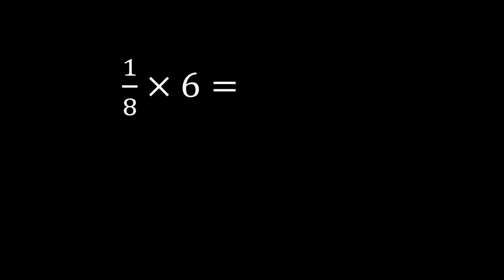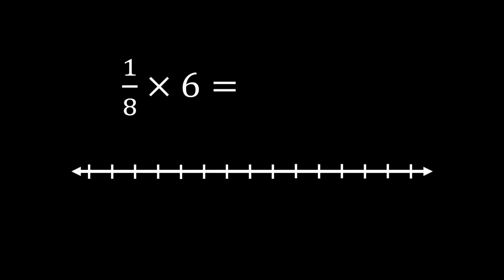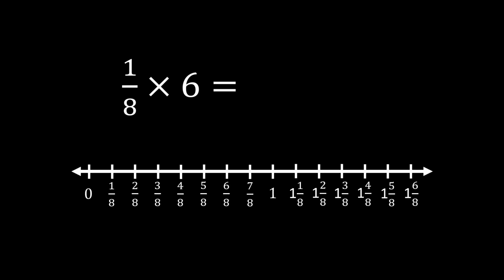This example is 1/8 times 6. I'm going to start by creating my number line, and I'll label the number line using eighths because that is what I'm multiplying by in my problem. I'll start at 0 and move to the right 1/8 at a time. Here I've moved once, so this is 1/8 times 1. I'll need to do this a total of 6 times. Currently, I'm showing 1/8 times 1, 2, 3, 4, 5, 6. And this is where I'll stop.